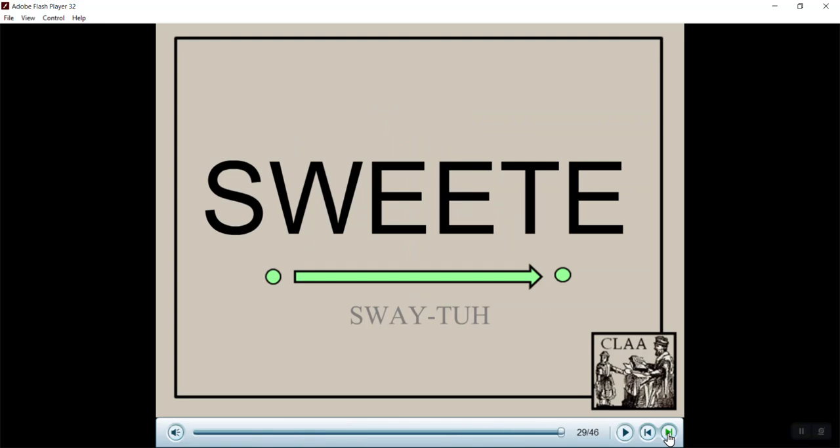Here we see a Middle English word with the double E in the middle. This word also has a final E. Let's read this word together. Sueta, sueta, sueta. Do you hear the long E and the final E? Sueta, sueta.